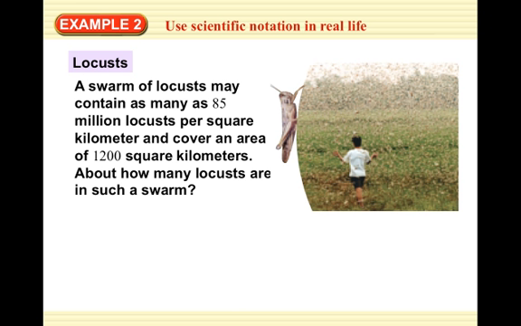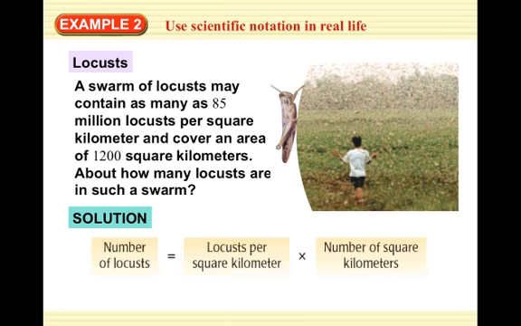A swarm of locusts may contain as many as 85 million locusts per square kilometer and cover an area of 1,200 square kilometers. About how many locusts are in such a swarm? It's a lot of locusts.